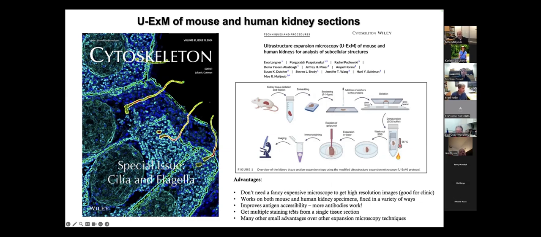This method improves antigen accessibility, so actually more antibodies work than don't, because there's an antigen retrieval step in this. You get multiple staining tests from a single tissue. So if you have one or two rare specimens from one rare patient, you can do multiple staining combinations from that one. And there are lots of other small advantages that we wrote in the paper so you can read about and see what you think.